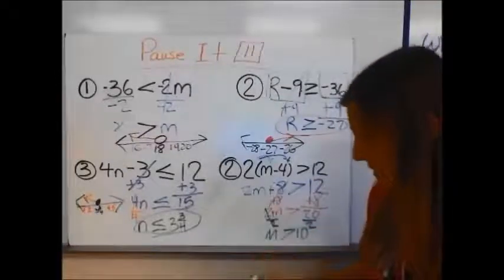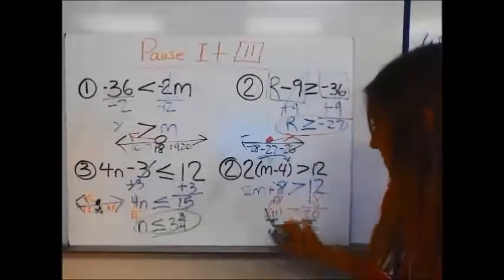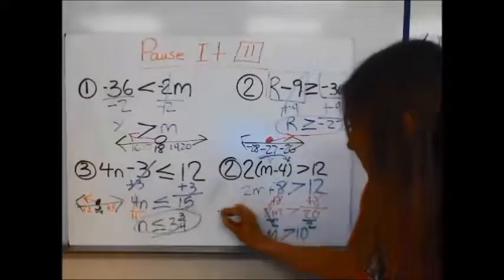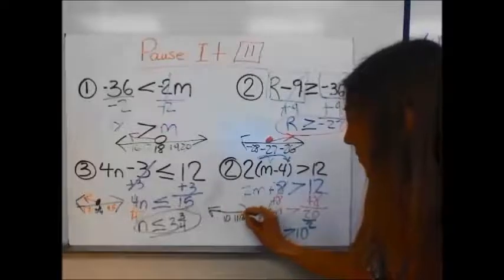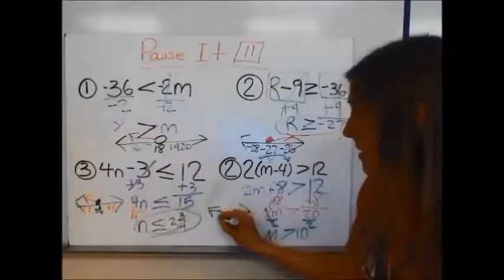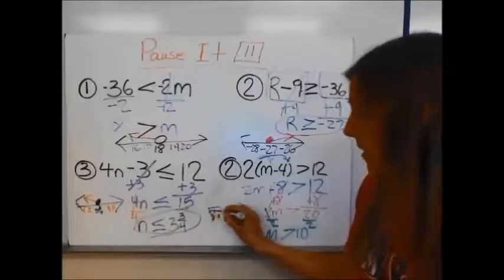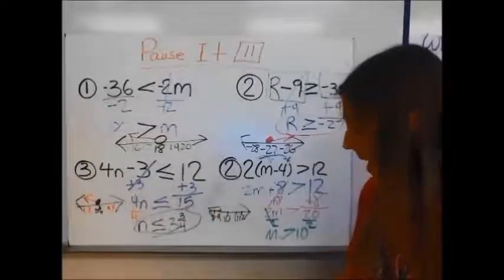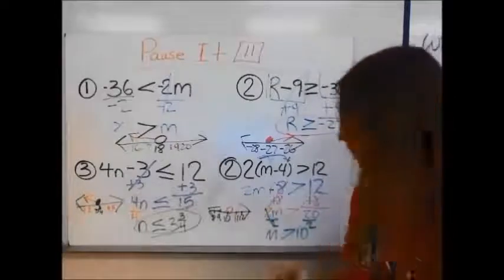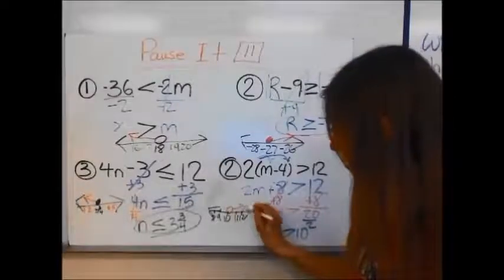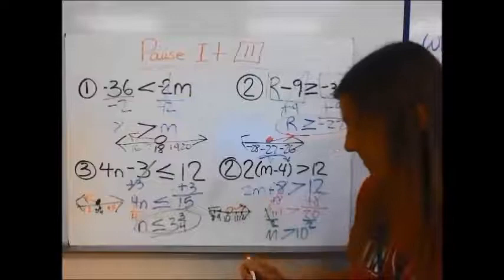And I'm going to graph that. So here's 10, 11, 12, 9, and 8 to the left. And I have an open circle above the 10. And I'm going to point to everything that is greater than 10.